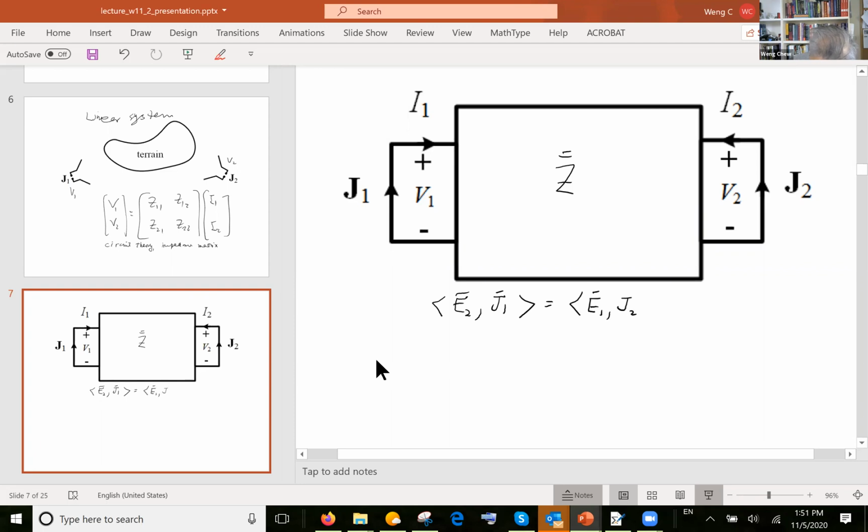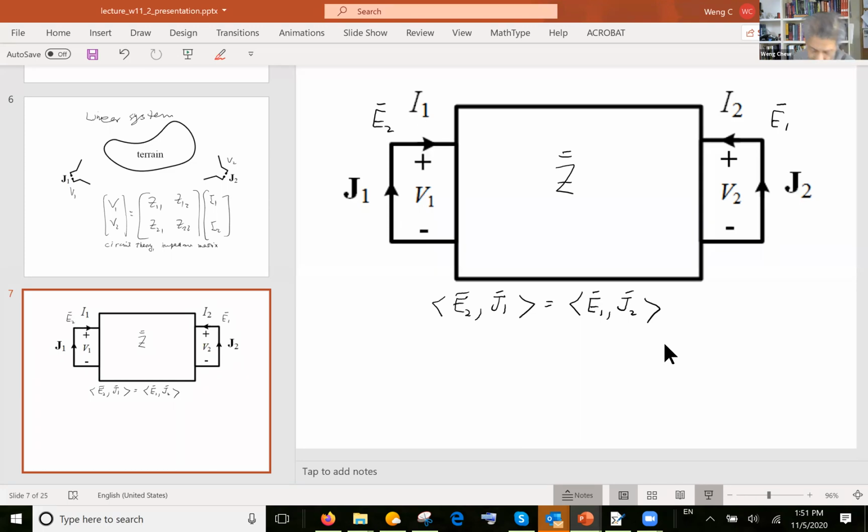If I do these two experiments consecutively, the first experiment is to turn this on and turn this off. The second experiment is to turn this on and turn this off. The first experiment, if you turn J1 on and J2 off, will generate E1 over here. In the second experiment, you turn J2 on and J1 off, and it will generate E2 over here.